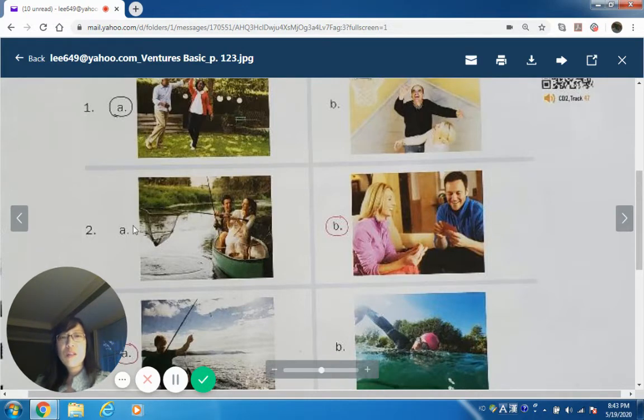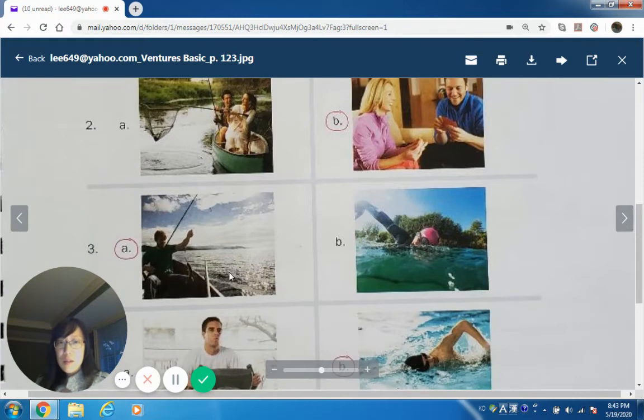They're playing cards. Number A is what? They like fishing. They like to fish. Or they like to boat. They like boating. Or fishing, boating, and fishing. Either one. 3, What do you like to do? I like to fish.